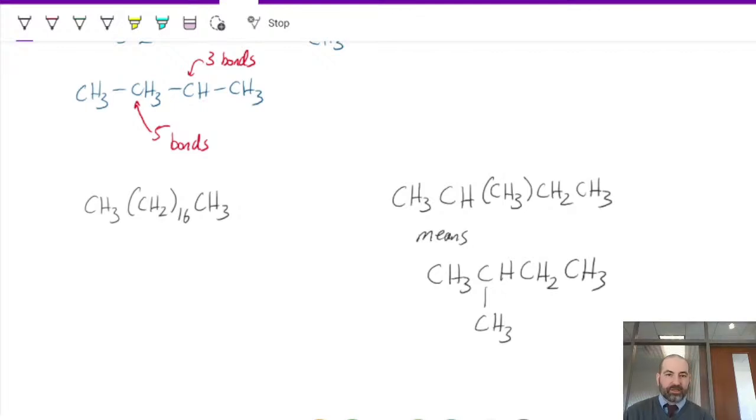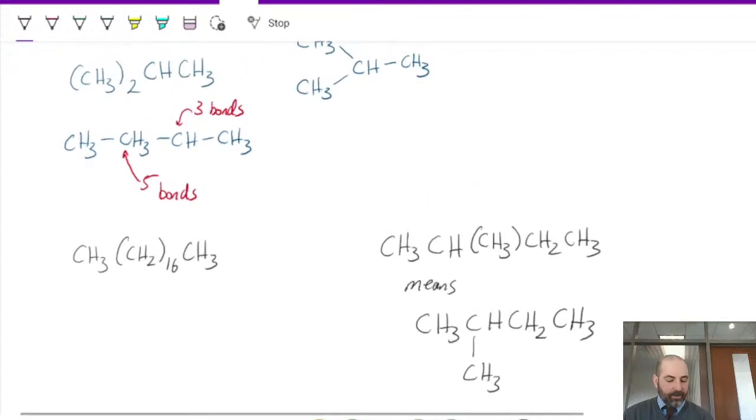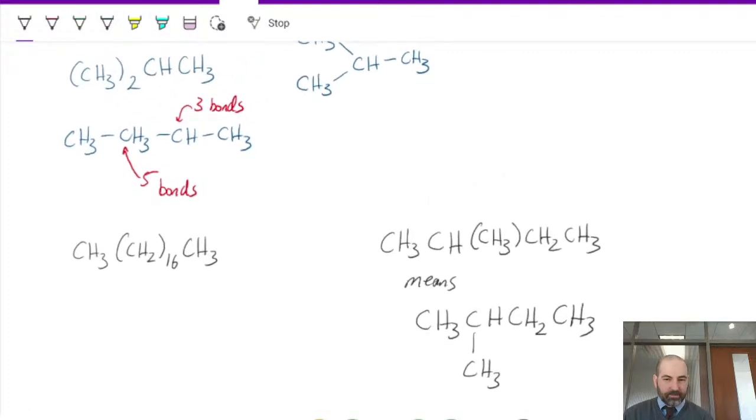All right, so that's condensed structures. Any questions from the internet world there? Any questions from here? Okay.